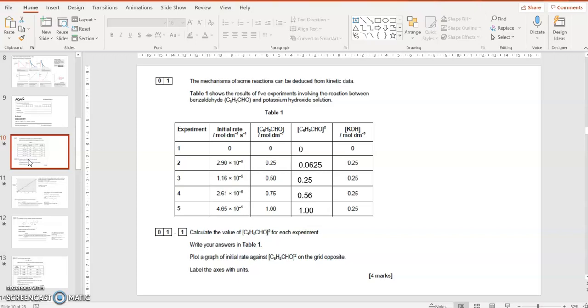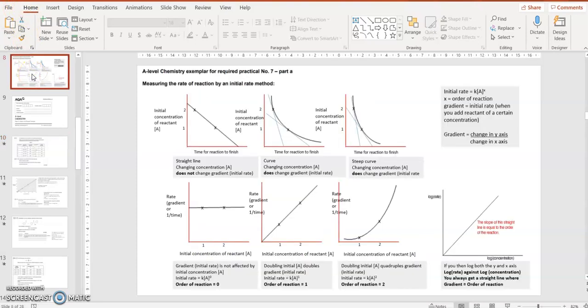How have they changed the concentration? Well, they'll probably change the amount of benzaldehyde in each of the mixtures for each experiment and change the amount of water. Probably kept the total amount of solution the same, just by changing the amount of water, and benzaldehyde have changed its concentration. Okay, then what have they done? Well, they've probably measured the time taken for the reaction, and done at each time they've measured the concentration.